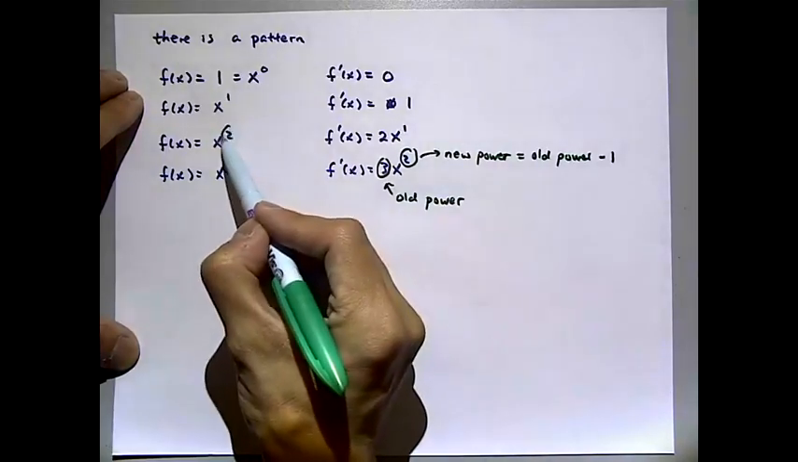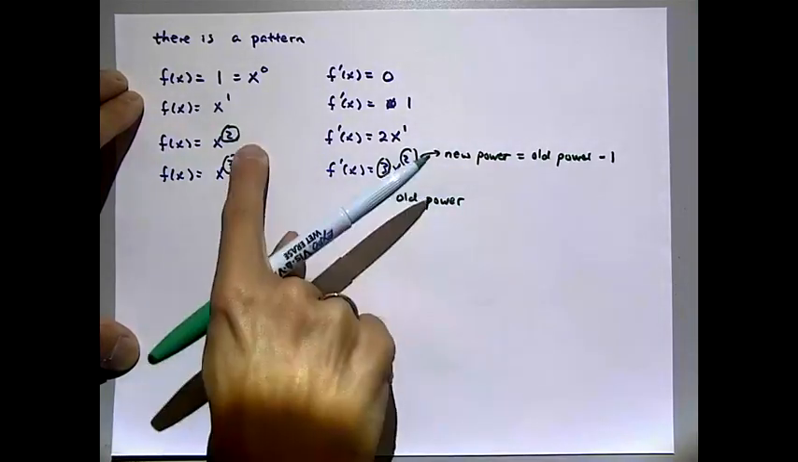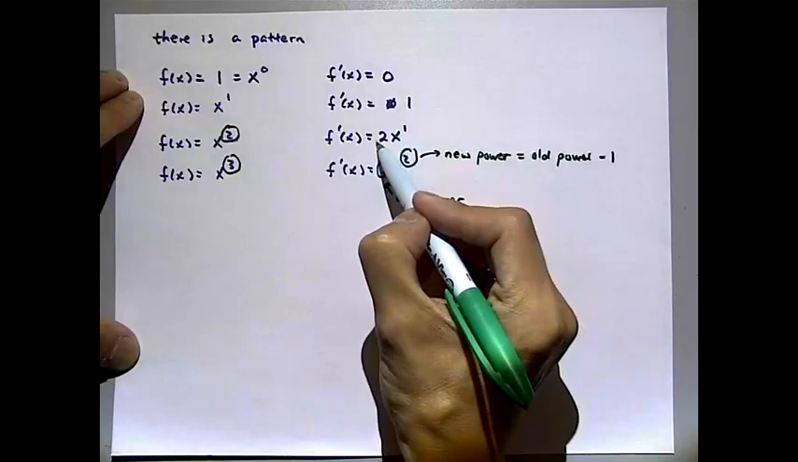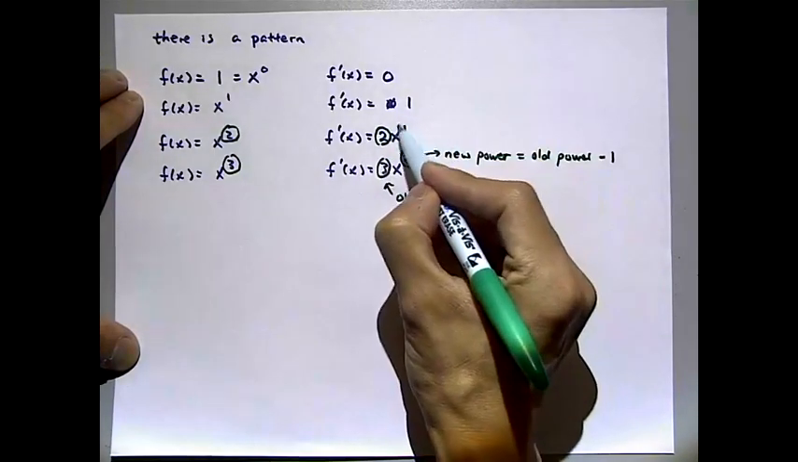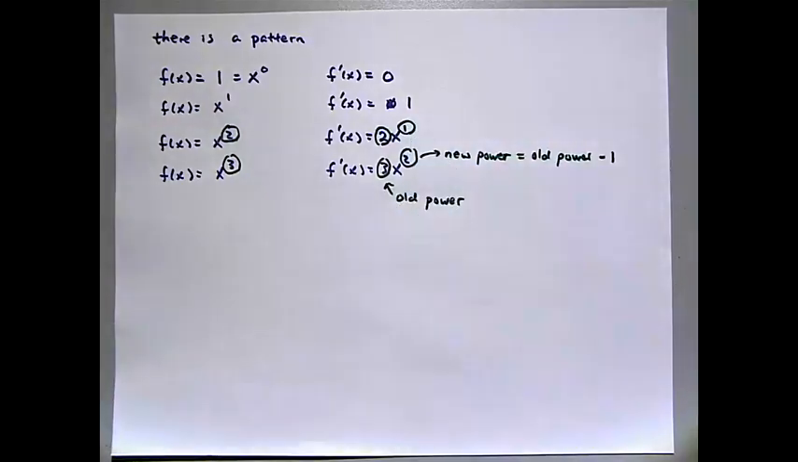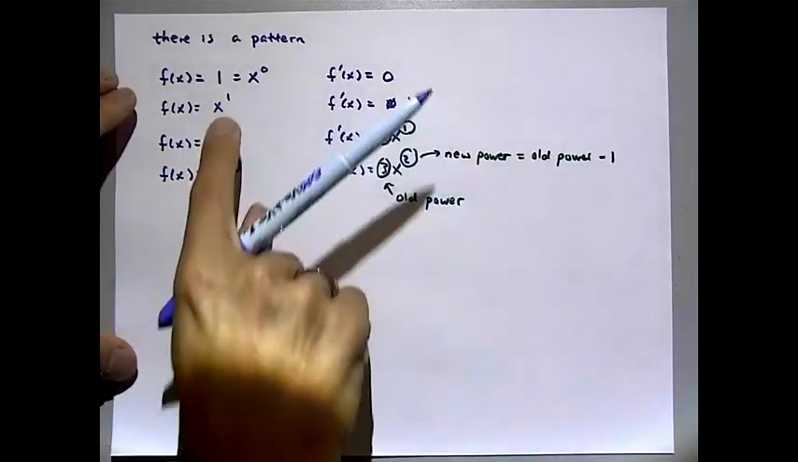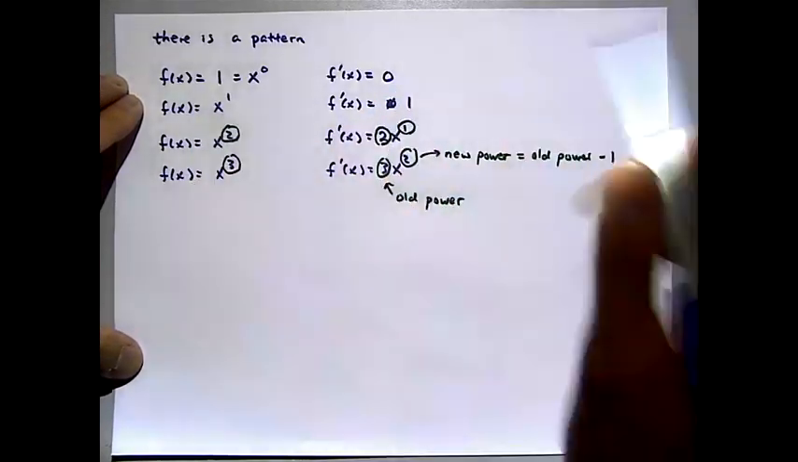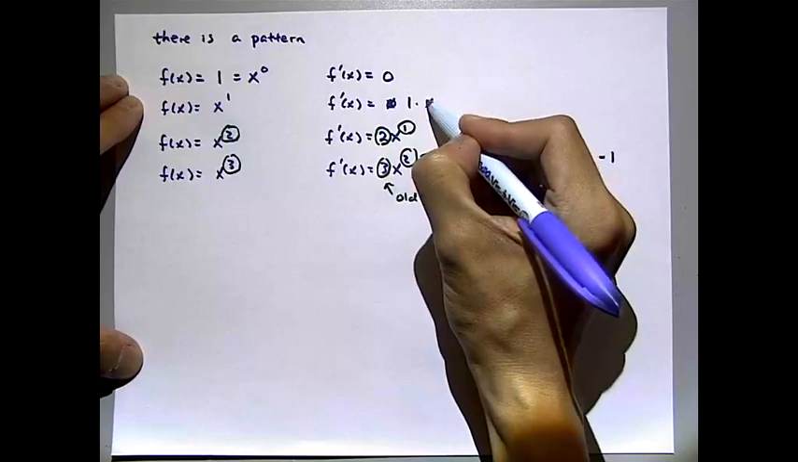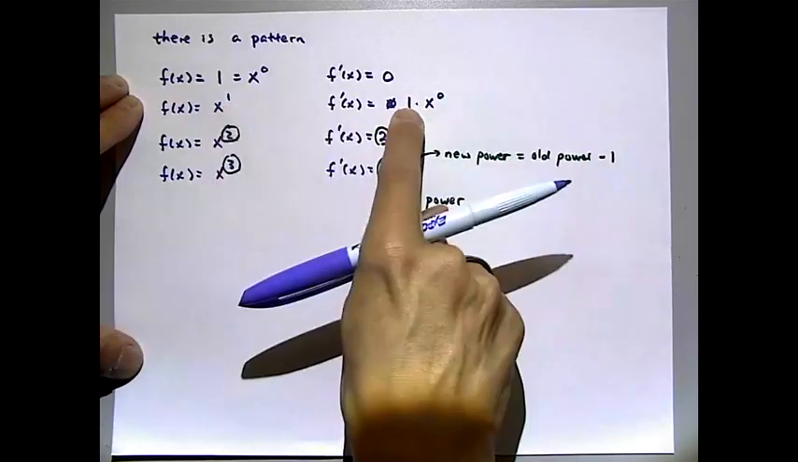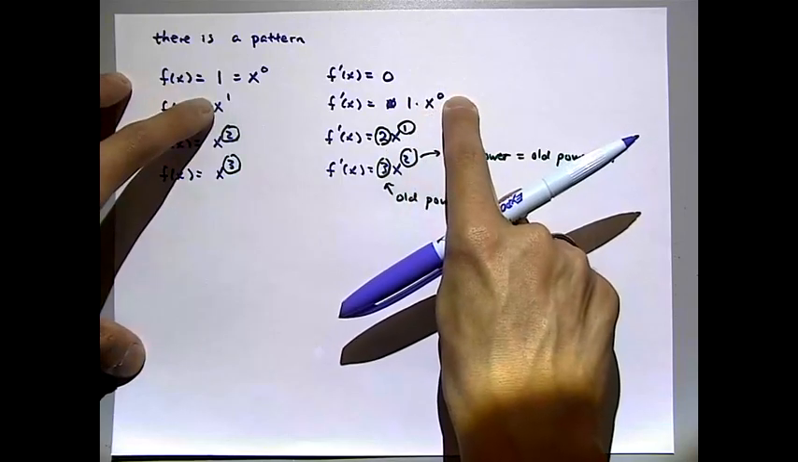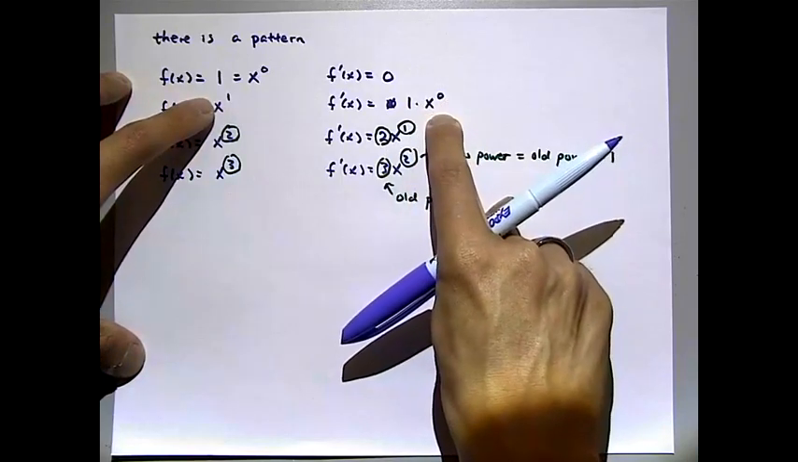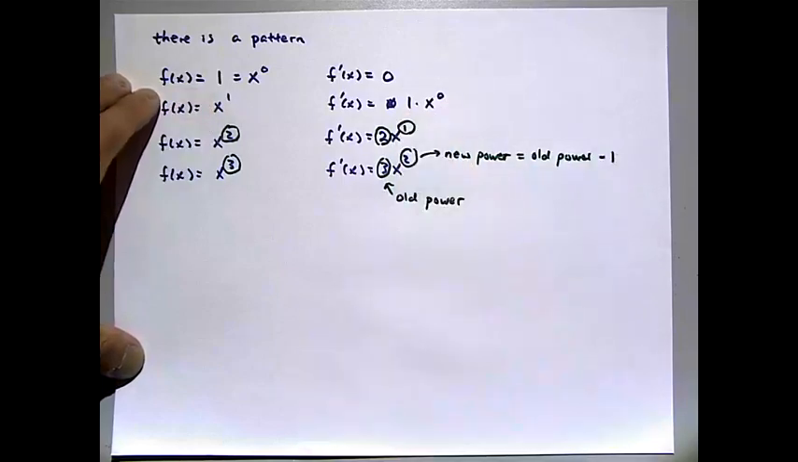Same thing here. Look at this one here. We started with x squared. The old power was 2, and after the derivative, the old power came to the front. The new power is the old power subtracting 1. That pattern continues here. If you look at 1 as 1 times x to the 0, we brought the power to the front. We keep that x, reduce the power by 1. But of course, x to the 0 is 1, right? So that's why we got a 1.